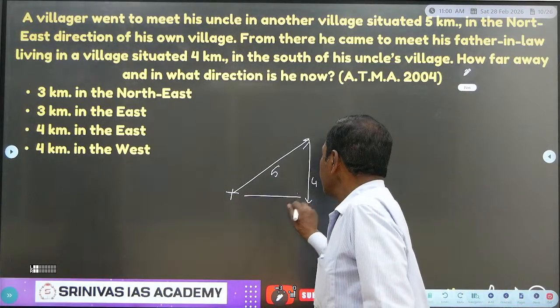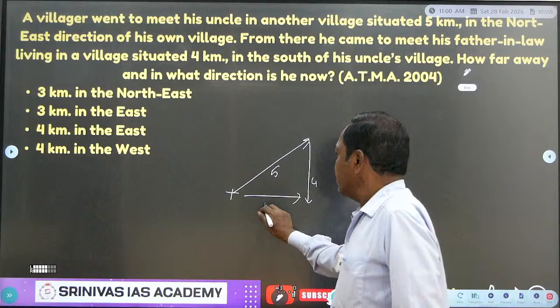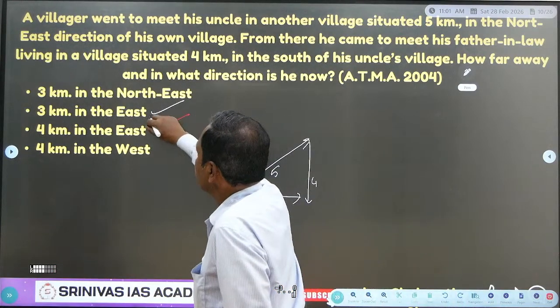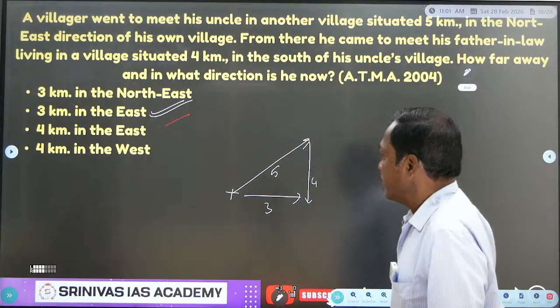Pythagoras theorem, very simple. This is 3 kilometers east, like that. See, the question looks very big.